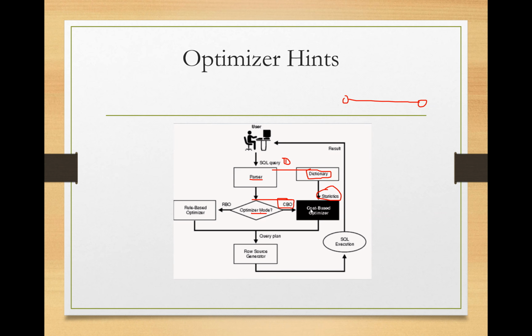Then the optimizer will check whether it has been executed already. The cost-based optimizer will check whether this execution plan already exists or not. It will give the query plan to the row source generator. Then SQL execution will happen, and it will give you the result. So normally this is how it executes. The optimizer will execute each and every statement in that way only.